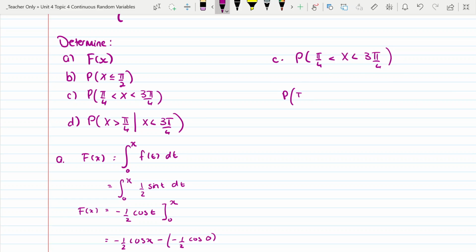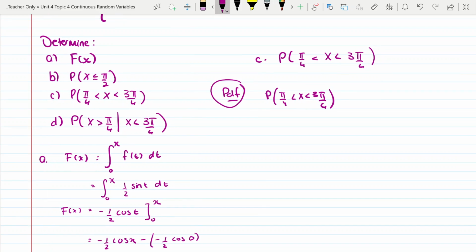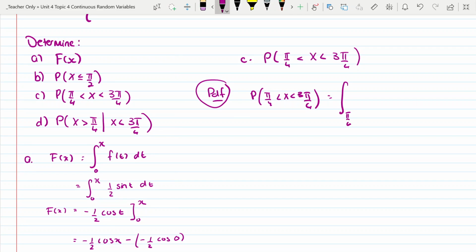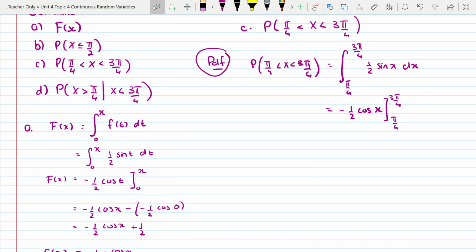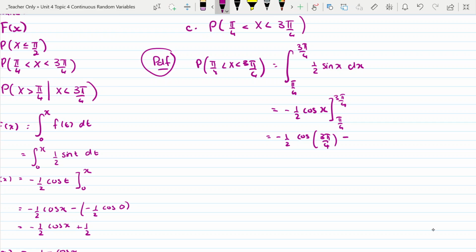So the probability between pi on 4 and 3 pi on 4, so first with our PDF, let's make a little note there, it's just going to be our integral from pi on 4 to 3 pi on 4 of our function, so a half sine x dx, and that's going to be negative a half cos of x between pi on 4 and 3 pi on 4, and that gives me negative a half cos of 3 pi on 4 minus negative a half cos of pi on 4.